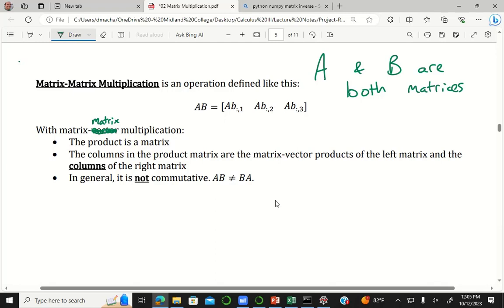The columns in the product matrix are going to be the matrix vector products of the left matrix, in this case it would be A, and the columns of the right matrix, in this case it would be B. So A times B means take the matrix vector product of A with each column of B. The matrix vector product is going to be a vector, and each of those vectors are going to form the columns of the product matrix.